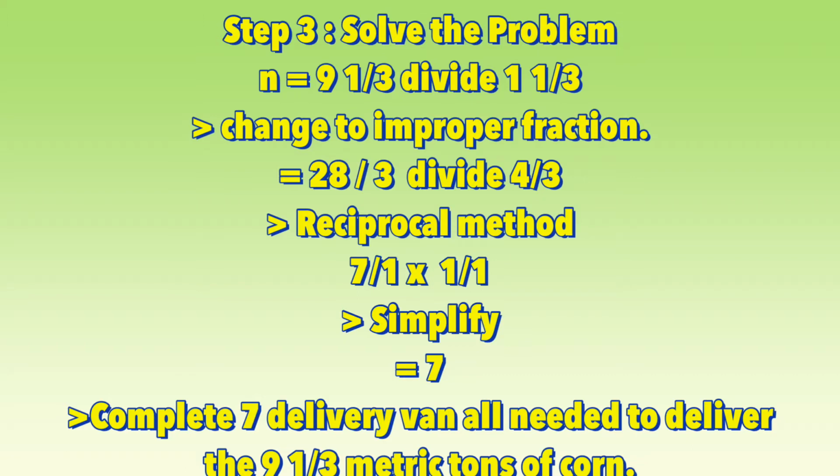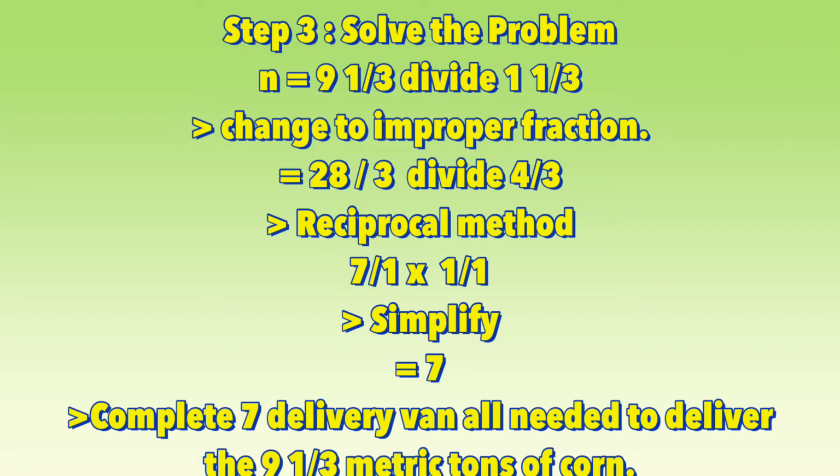So it becomes now 7 times 1 equals 7. Then 1 times 1 equals 1. So therefore 7/1 is equal to 7. So our complete answer is 7 delivery vans are needed to deliver the 9 1/3 metric tons of corn.